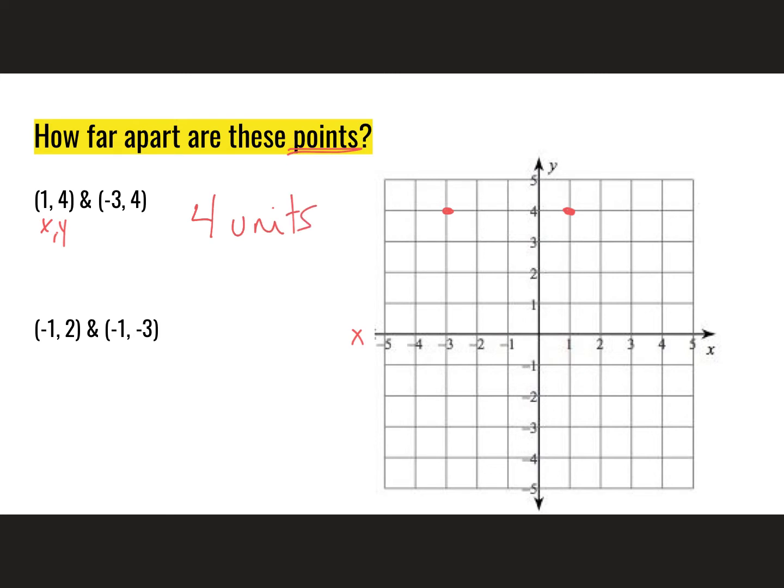Let's try these next two. So here I have (-1, 2). So again, it's left 1, up 2. Here's that dot. And then I have the point (-1, -3), right there. Again, this one's pretty simple. We can just count. Remember, we don't start with 1 here. We go 1, 2, 3, 4, 5. Nice and easy. So this one is 5 units away.